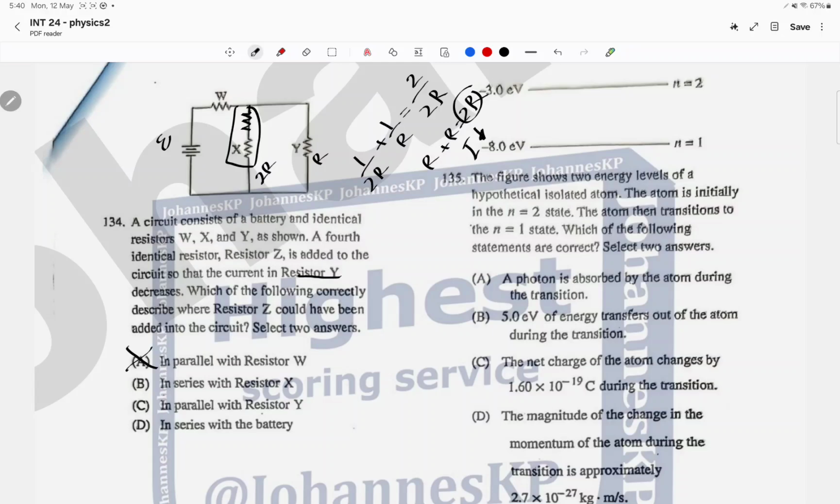What if I think it's B and D? Wait, so B is right, correct? Yeah. Because if you put it in parallel with Y, you will increase the current, right? Wait, so the R goes up, the I goes down. And now the whole thing will get less current, right? So B is possible. And in series with the battery, yeah, you're right, because you also will get more things in series. So it's B and D basically, right? Yeah.